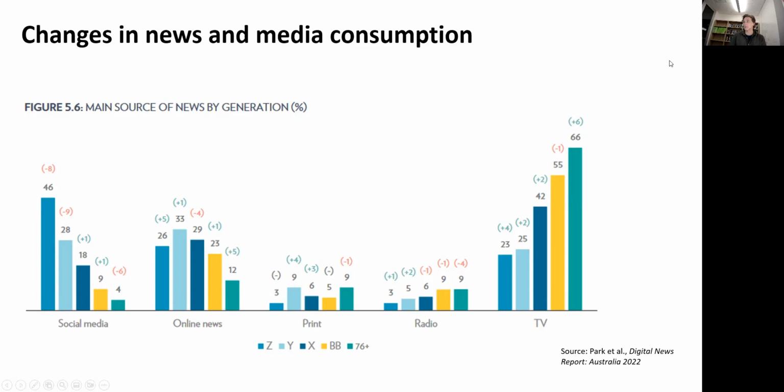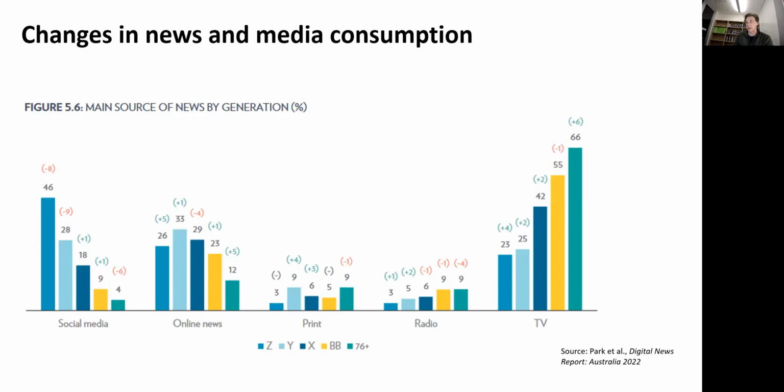Right, so here's another chart from the Digital News Report, Australia 2022, which is a report that's produced every year, which is based on a survey of Australians and investigates things like their news consumption habits and their attitudes towards news and the media. And so this chart here breaks down the main source of news by demographic generation.